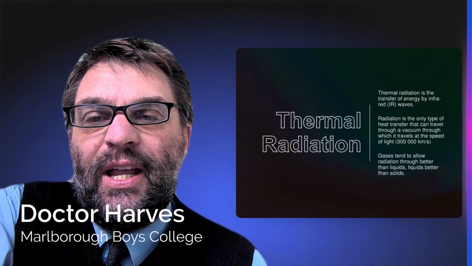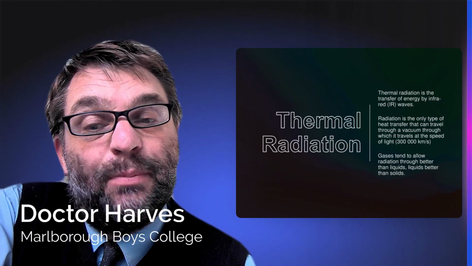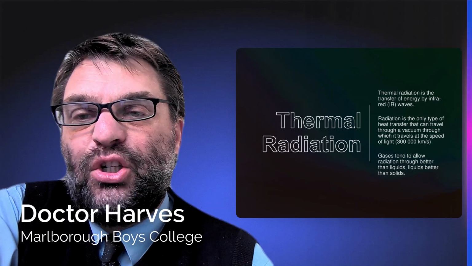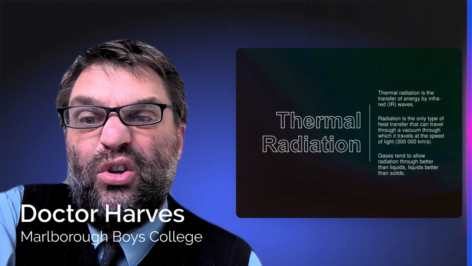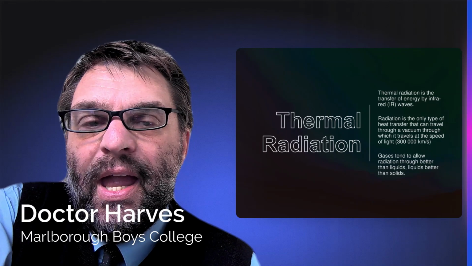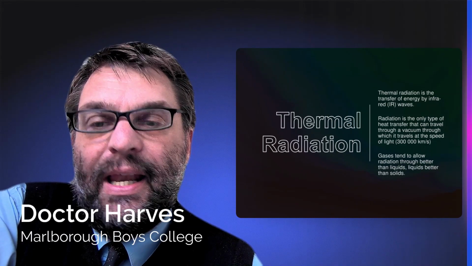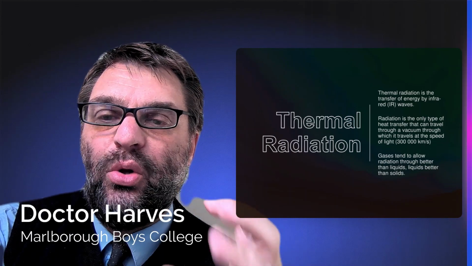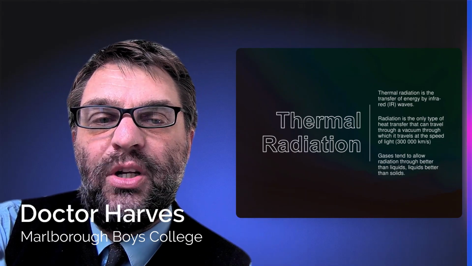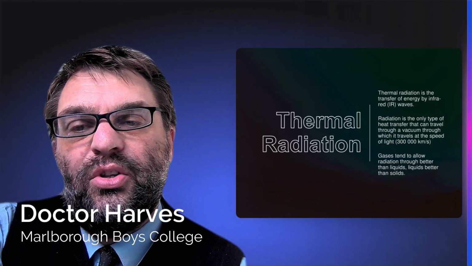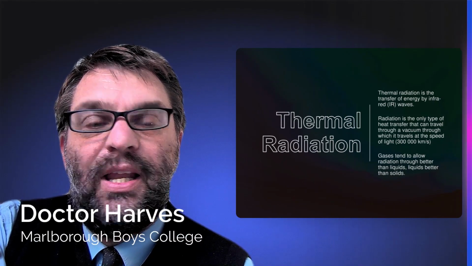Because infrared radiation is electromagnetic in the spectrum, it's going to travel pretty fast. It's going to travel at the speed of light, actually, which is basically the universal speed limit. And gases tend to allow radiation through better than liquids, and liquids better than solids, because those particles are going to interact with the radiation. And so that means if they're closer together, they're going to interact more. So solids block radiation better than liquids or gases.